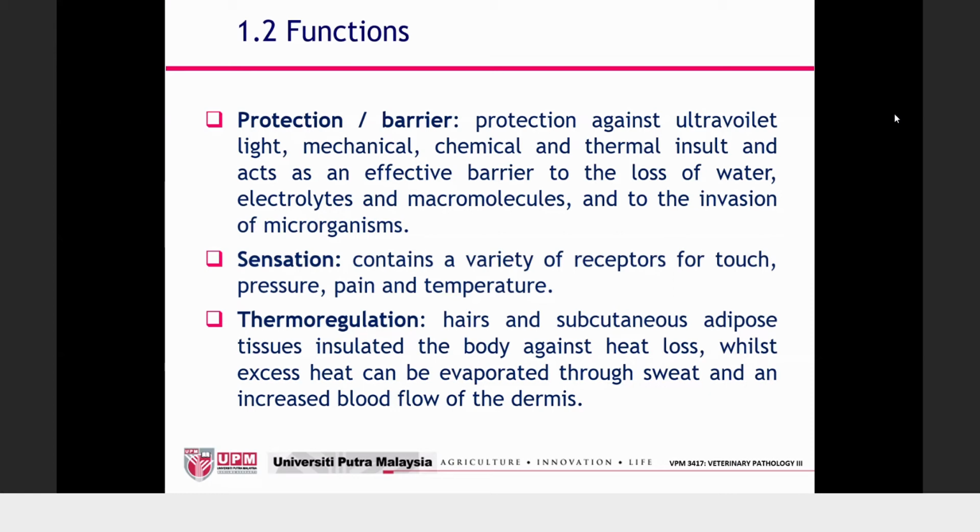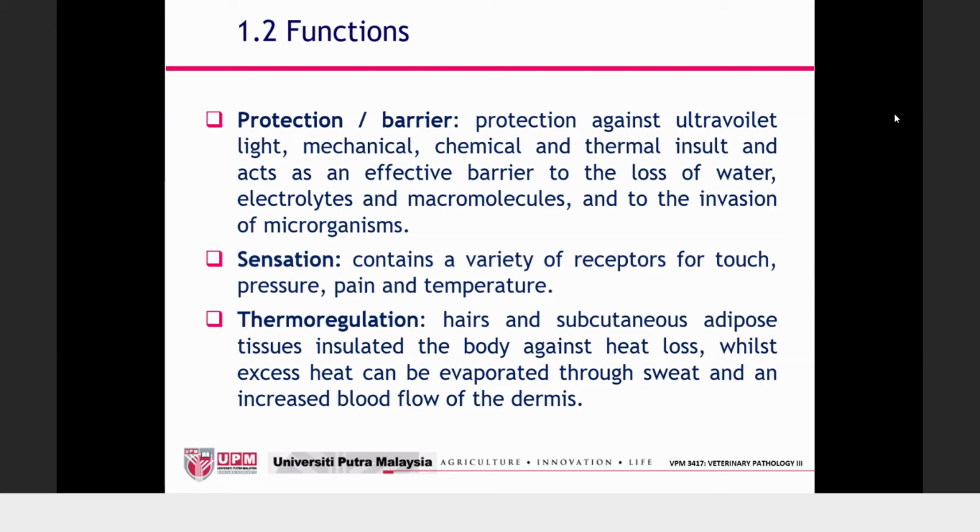Okay, it also acts as an effective barrier to the loss of water. So for example, like people with a burn wound, they tend to lose a lot of water. Okay, and then electrolytes as well, macromolecules, and this is very important also. It protects from the invasion of microorganisms. Okay, skin also is an organ of sensation, whereby it has a lot of receptors for touch, pressure, pain, and temperature. Okay.